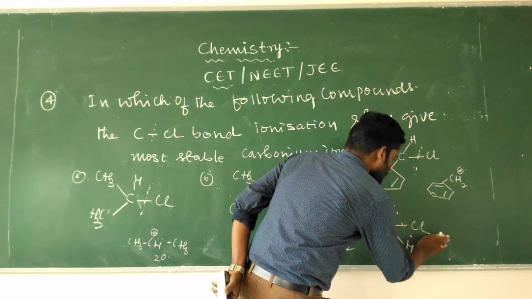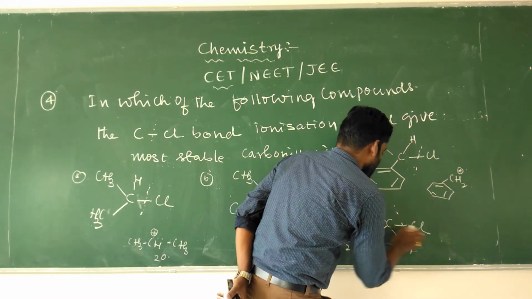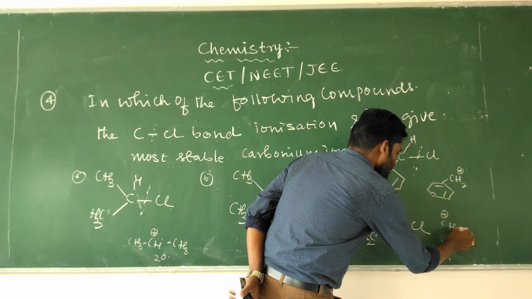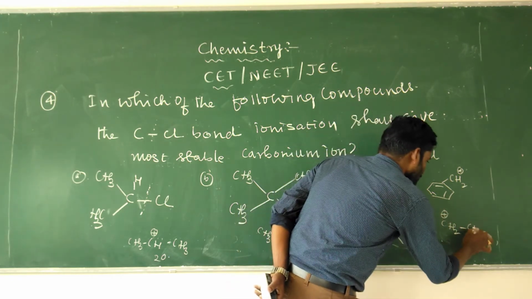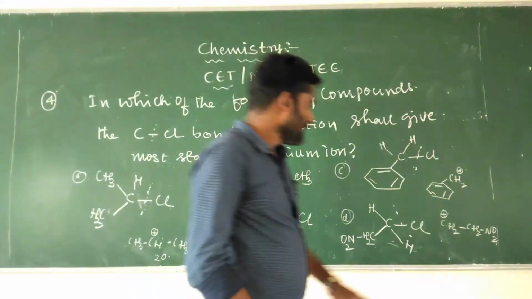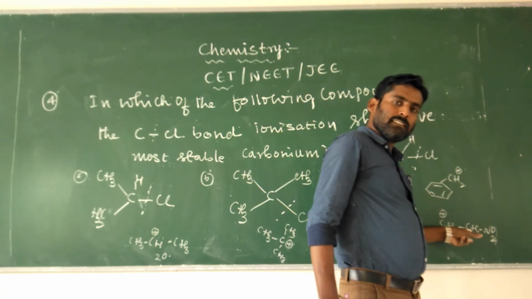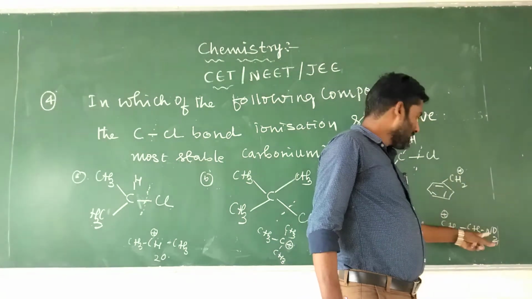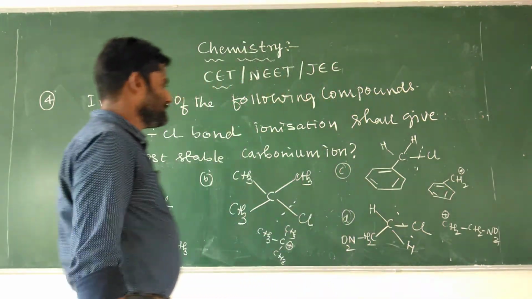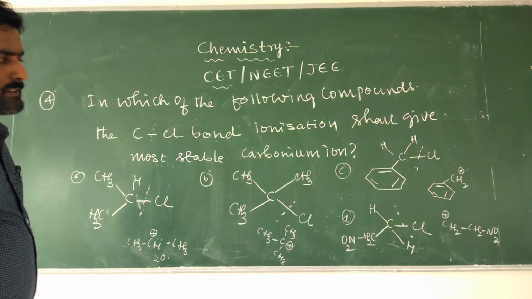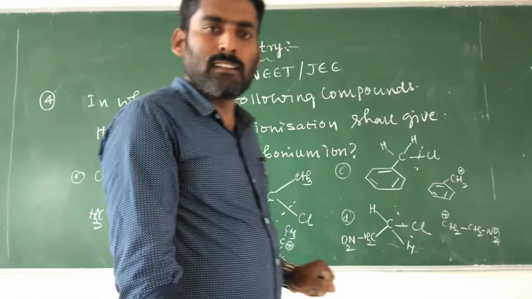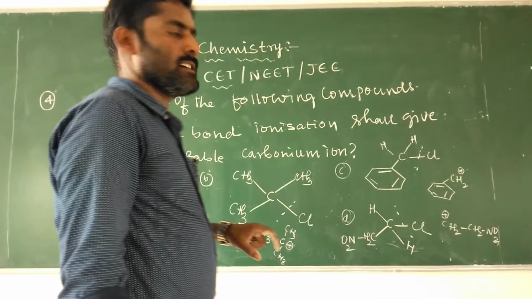And in the last option, after breaking, it forms CH2 plus with NO2, a nitro-substituted compound with a positive charge. So here, in which of these carbocations is the most stability observed?